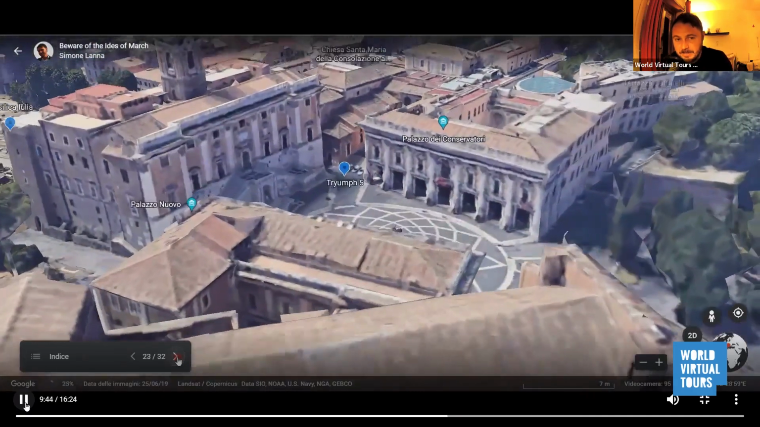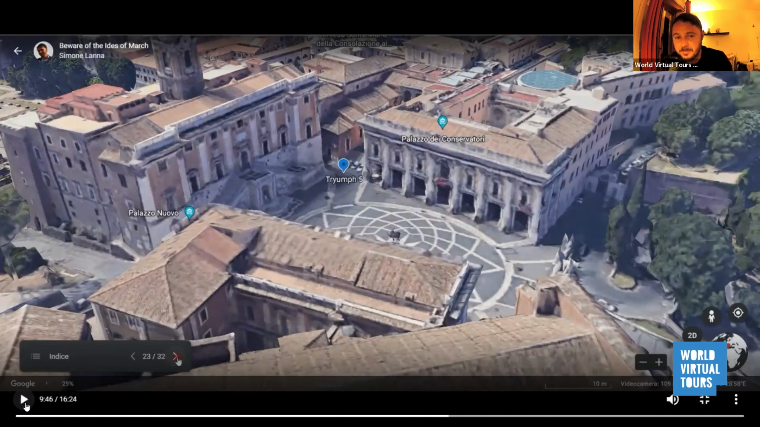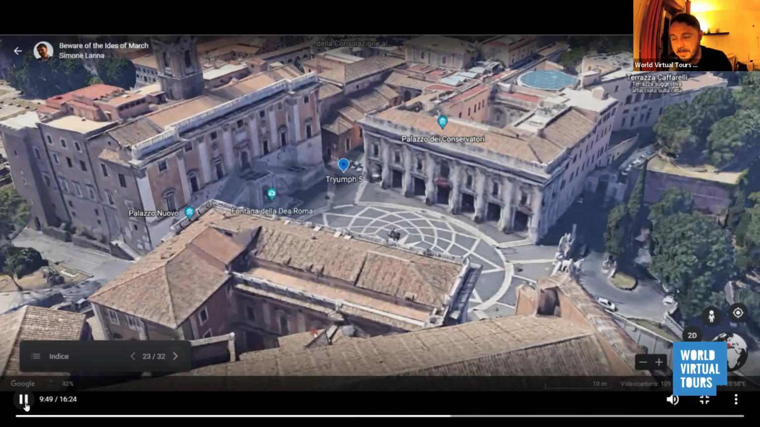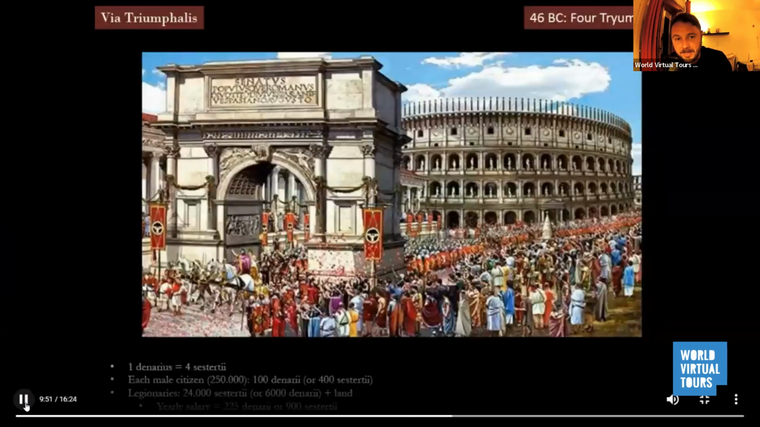And the triumph usually ended over the most important hill of Rome, the Capitol Hill. The Capitol Hill was where the temple of Jupiter, the main god of the Roman religion, was. And right in front of the temple of Jupiter, the senators were going to do sacrifices for Jupiter to thank the big god for the victories, okay? So it was a great event.